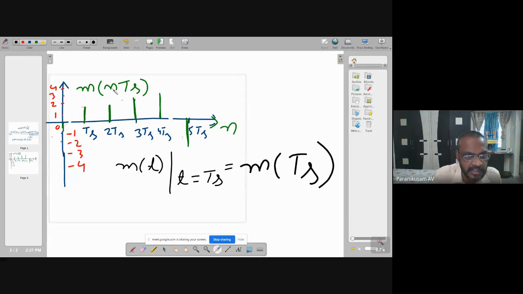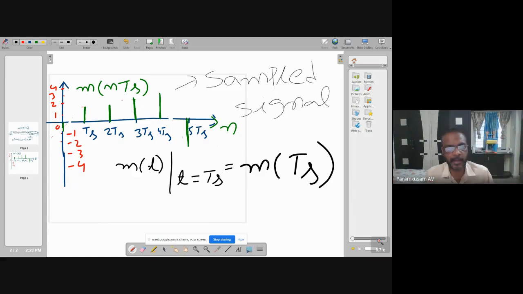Similarly, when n is equal to 2, this line is having 2 ts, and that value is equal to m of 2 ts, and this value is equal to m of 3 ts. This is m of 4 ts. This is m of 5 ts. Now this is a discrete time signal, and it is also called a sampled signal.